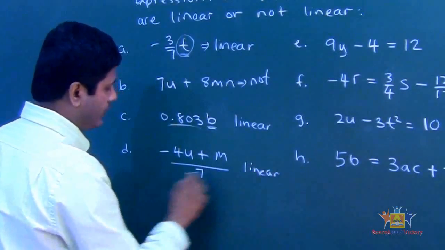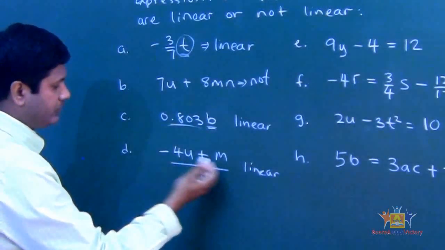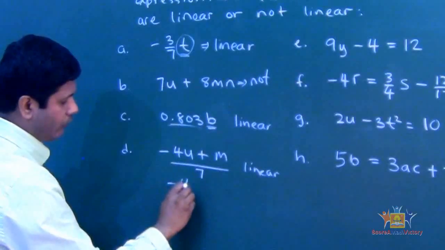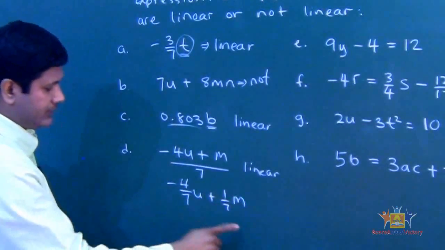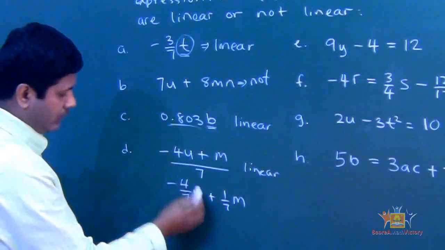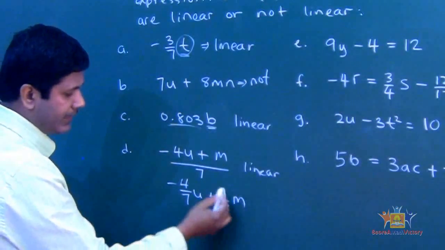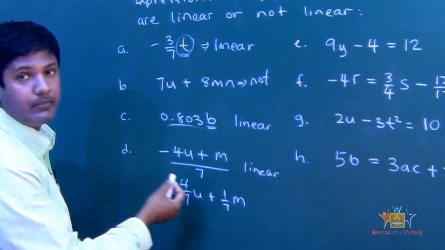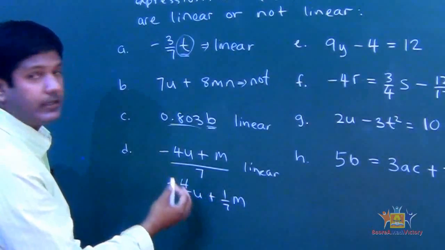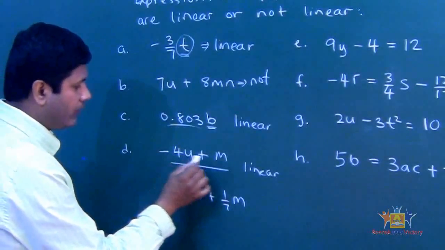Now, does it matter with the divide by 7 and all that? No, because we can break it up. So this is going to be negative 4 over 7u plus 1 over 7m. See that? One term which is one unknown, second term has one unknown. So don't let the way it's been set up intimidate you, make you think, whoa, got to be something there. No, look for the terms.